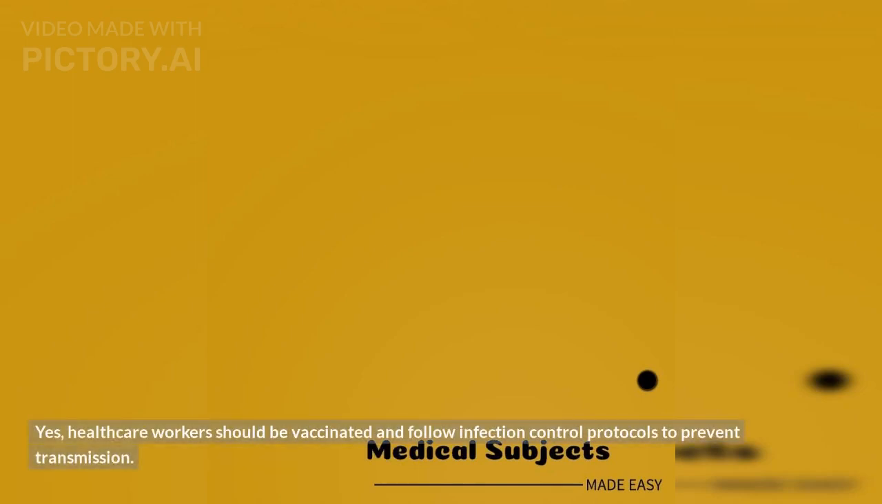26. What population groups are particularly vulnerable to mumps? Unvaccinated individuals and those with compromised immune systems are more vulnerable. 27. How effective is a single dose of the MMR vaccine in preventing mumps? A single dose of the MMR vaccine provides around 78% protection. 28. Can mumps be prevented in healthcare settings? Yes, healthcare workers should be vaccinated and follow infection control protocols to prevent transmission.